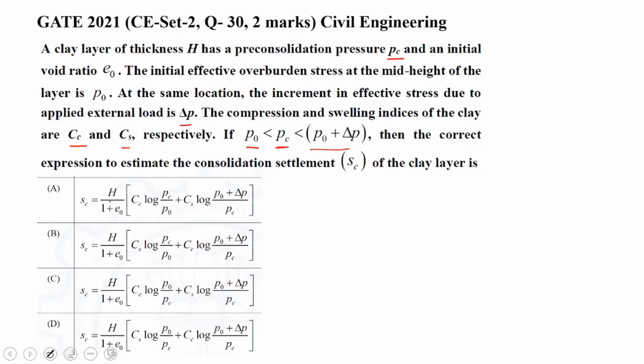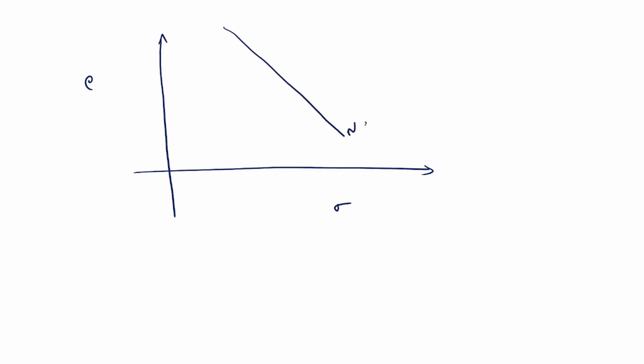But in this question, the soil has a pre-consolidation pressure. Currently the overburden stress is P naught, but in the past it has been subjected to this much pressure, which was released later, and now it is P naught only. So P naught is less than Pc, and because of that this is over consolidation. So in over consolidation, what will happen? If you see e and sigma, first this is the NCL line, right?